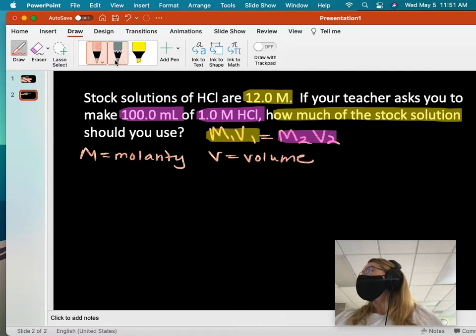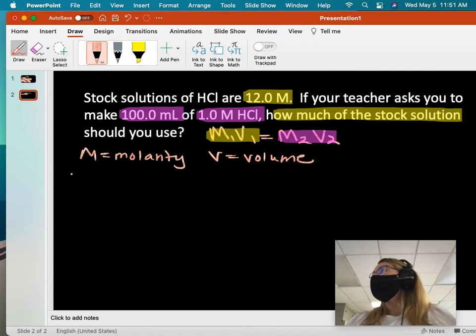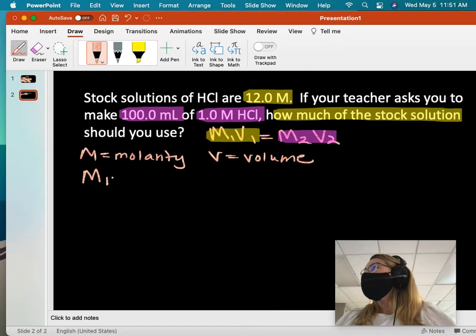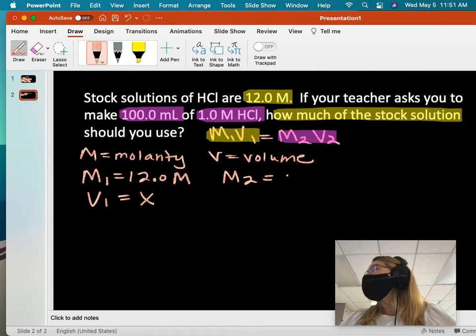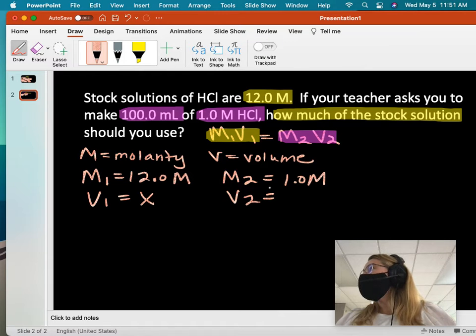So let's go ahead and write down what we know. We know that M1, we start with 12 molar acid, is 12.0 molar. V1 is what we're solving for, so this is going to be X. M2, what are we trying to make? We're trying to make 1.0 molar acid. And V2, the amount we want to make, is 100 milliliters.